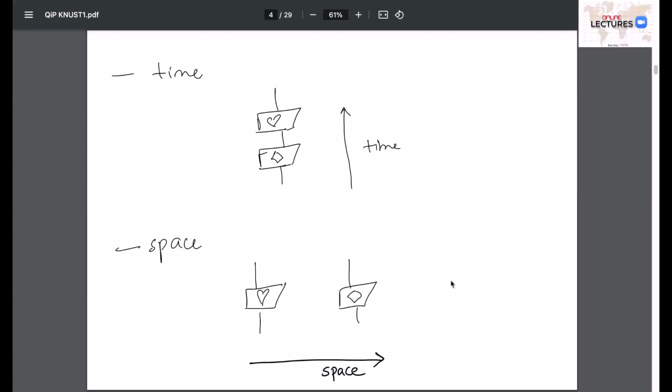And as I've stated, in the diagrams, time flows from bottom to top. If you have two boxes connected like this, the diamond box is applied first, and the heart box is applied later. So time flows from bottom to top, whereas space is from left to right. So if you have two boxes like these, this means that you have two operations that are being applied at the same time.